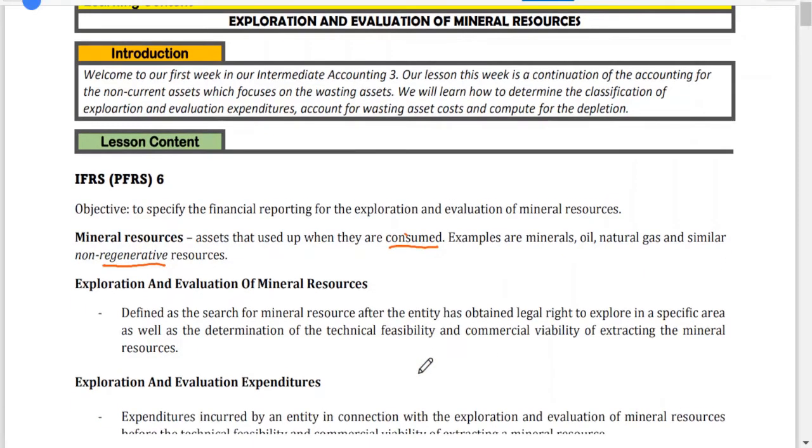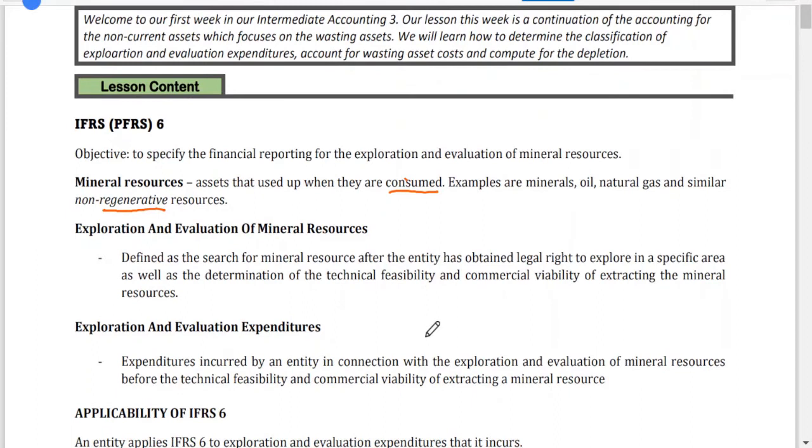Exploration and evaluation of mineral resources are defined as the search for mineral resource after the entity has obtained legal right to explore in a specific area, as well as determination of the technical feasibility and commercial viability of extracting the mineral resources.